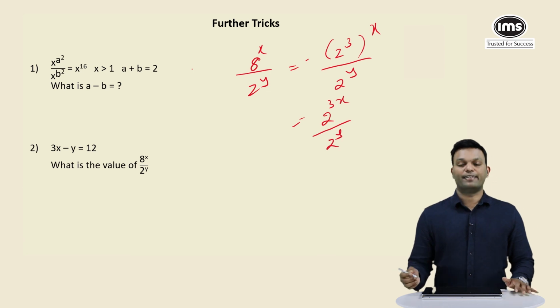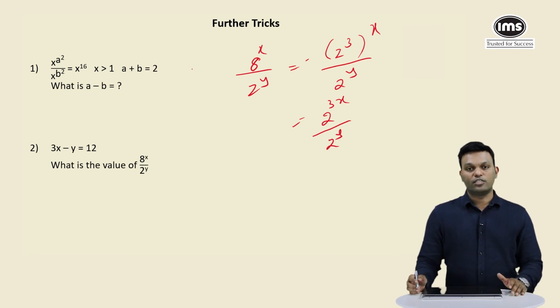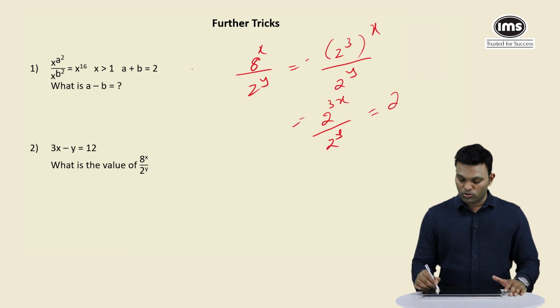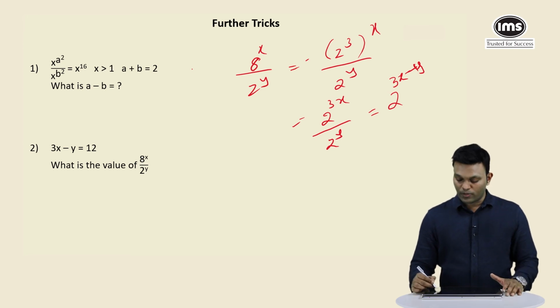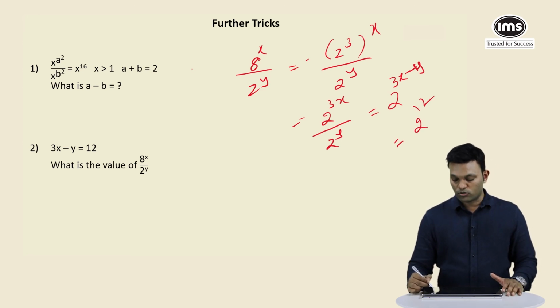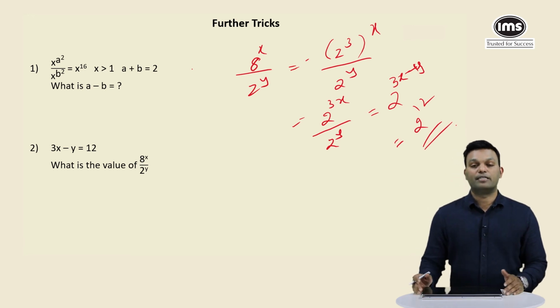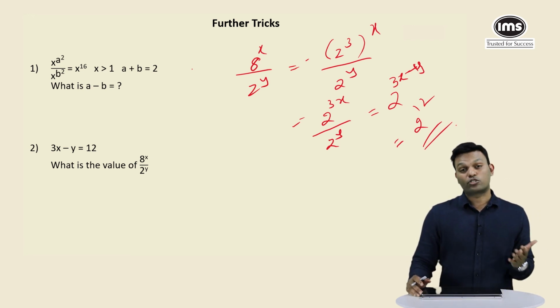The same formula a raised to m upon a raised to n I'll use here, and I'll get this as 2 raised to 3x minus y. Now what is 3x minus y? It is given to be 12. So hence my answer is 2 raised to 12. So this is how I am easily doing any sum which looks complicated, but it is not.